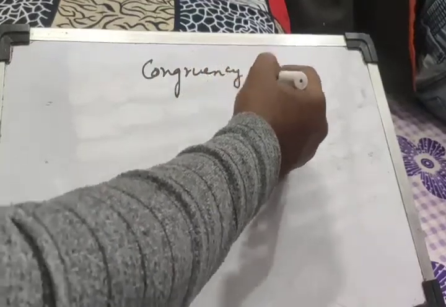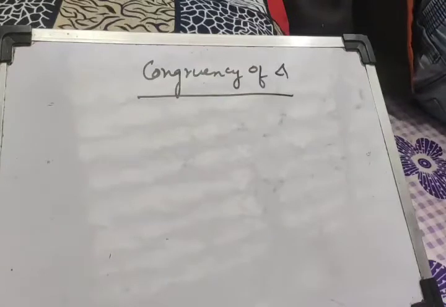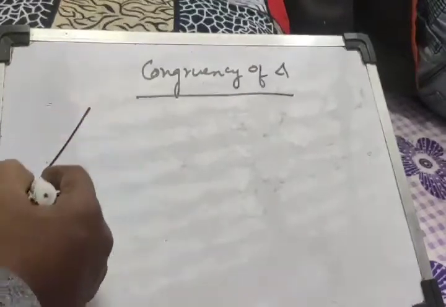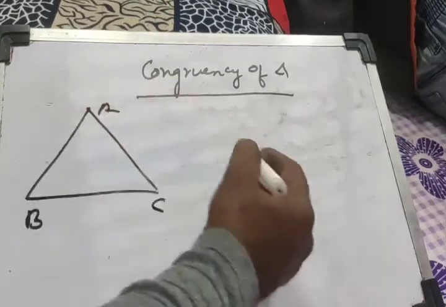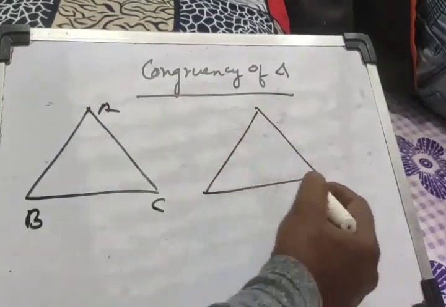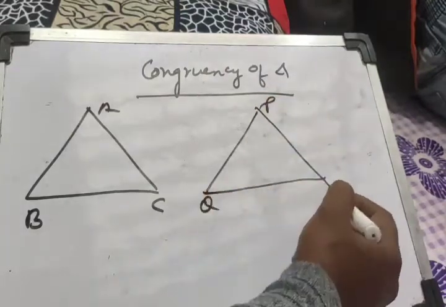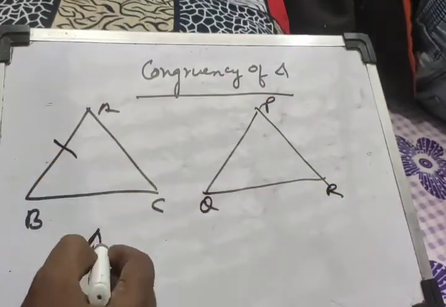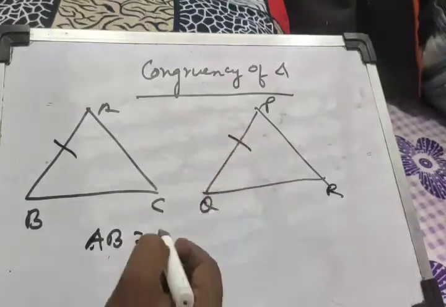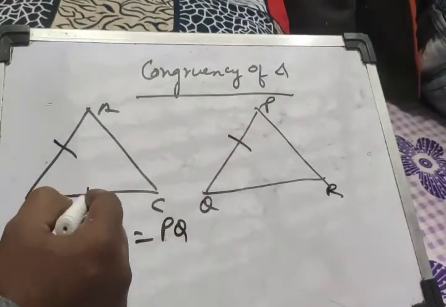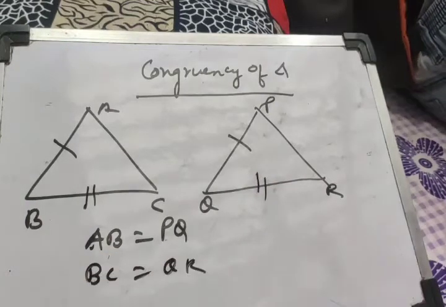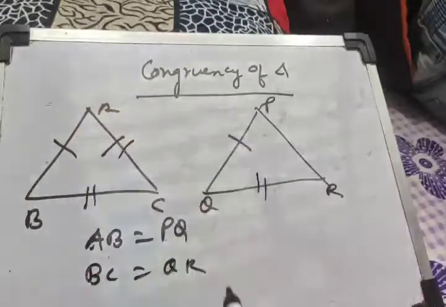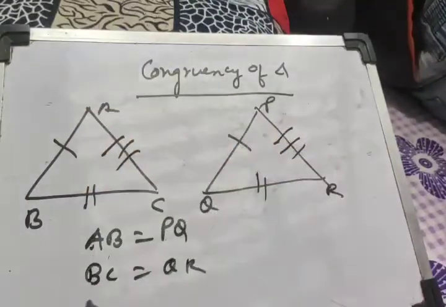Congruency of triangles. Congruency of triangles means both the triangles compared are equal in all aspects. Consider this triangle is ABC and this triangle is PQR, such that the length of AB is equal to the length of PQ, the length of BC is equal to the length of QR, and the length of AC is equal to the length of PR.